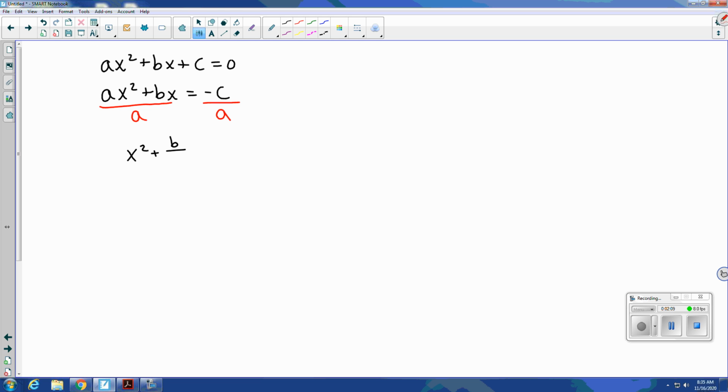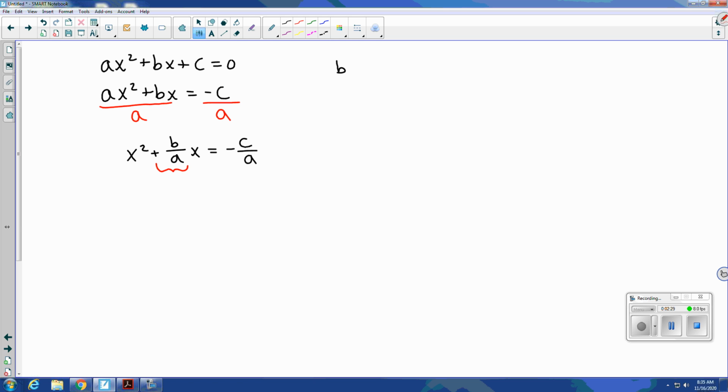After that is done, we will have the following. We are now ready to complete the square. To complete the square, you will take the current b term, which is b over a, divide it by 2, and then square it. And then once you've done that, you add that quantity to both sides.